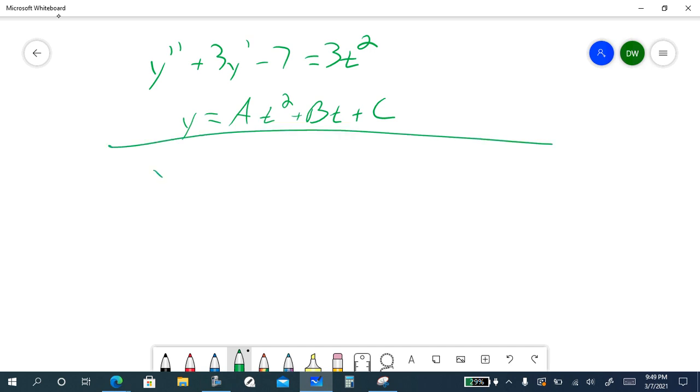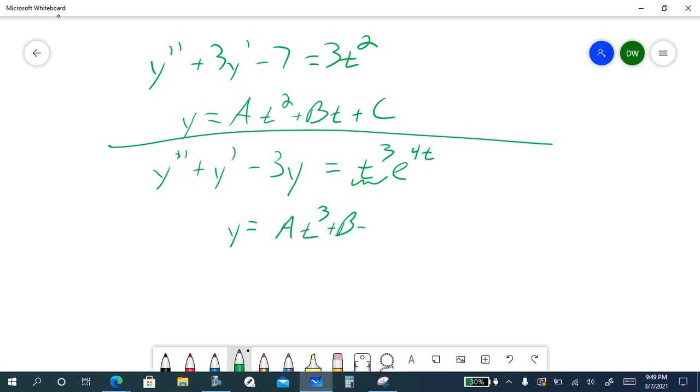What if we had y double prime plus y prime minus 3y equals t cubed e to the 4t? Then for the polynomial part, our solutions could be anywhere from t cubed to t squared to t to the first to a constant, times e to the 4t.